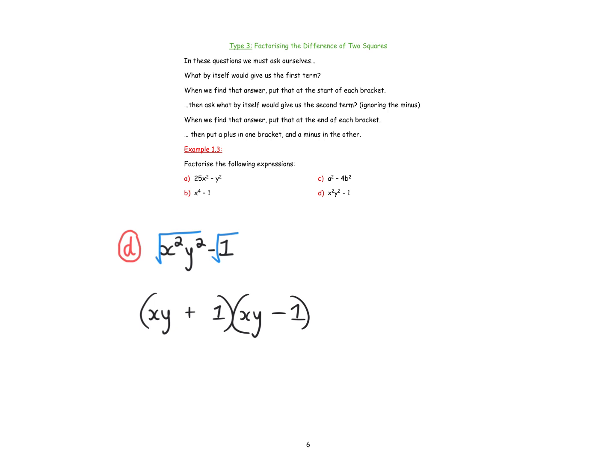That brings this video to a close, and you now should be able to factorise any expression that has the difference of two squares.